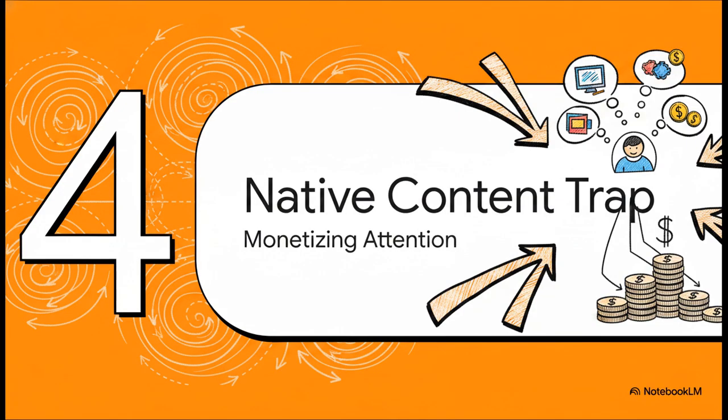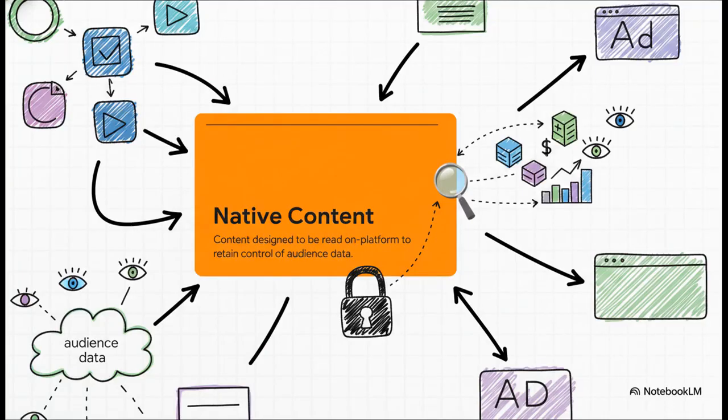Section 4. The native content trap. Monetizing your attention. Platforms, whether it's X, Facebook, or Instagram, aggressively prioritize native content, which is content consumed entirely within the app itself. If you post a link to an outside website, the algorithm actively suppresses it, meaning almost no one's going to see your post. They effectively punish you for trying to leave. Why? Well, because the exact moment you click away, they lose your data and can no longer serve you those highly lucrative, highly targeted ads.